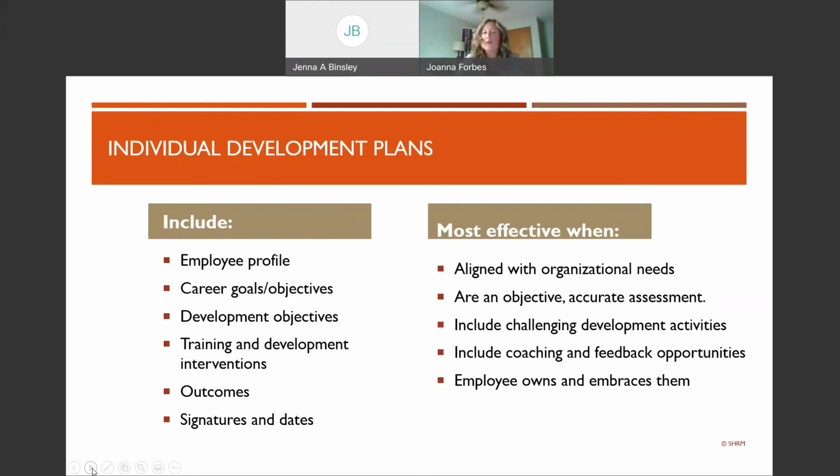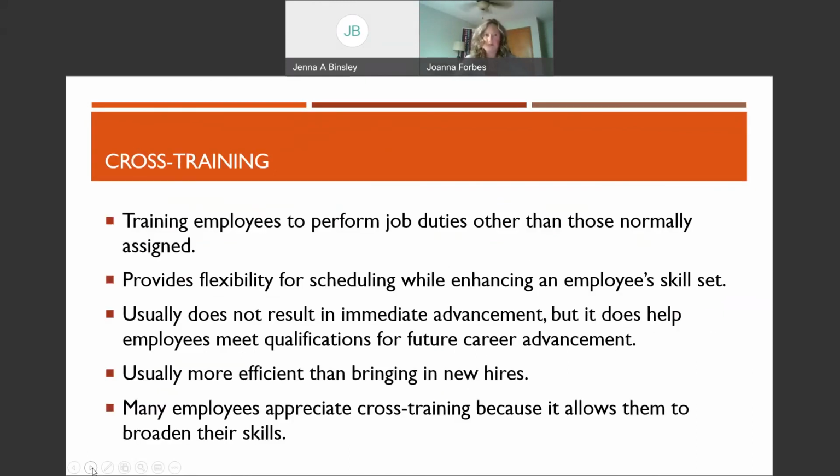So we really want to make sure that it has some specific information in there and that it's showing the employee that you're committed to their learning and development, which is very important.